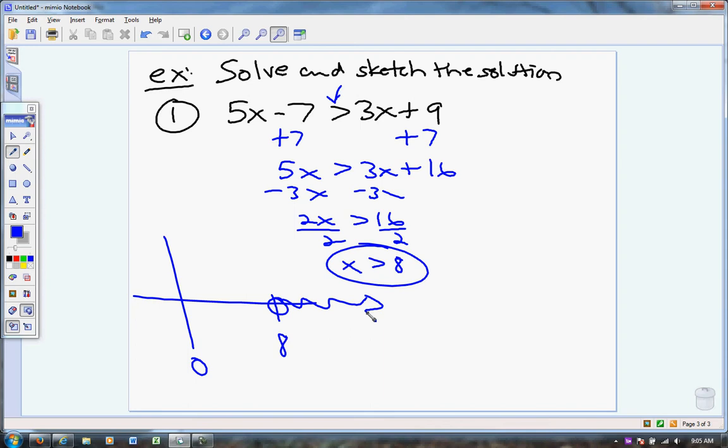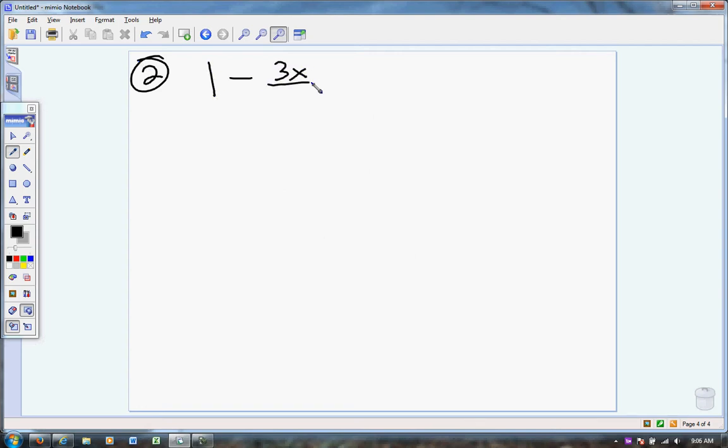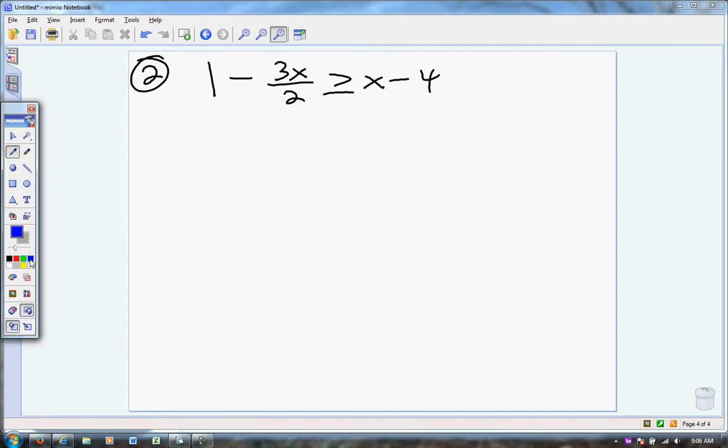Now, obviously, these can look many different ways. They can look like a bunch of different types of things we've seen. Something like this: 1 minus 3x over 2 is greater than or equal to x minus 4. And there's one of our beloved fractions. Since we are solving something, even though it's greater than or equal to instead of an equal sign, we still want to treat this like we always do and get rid of fractions.